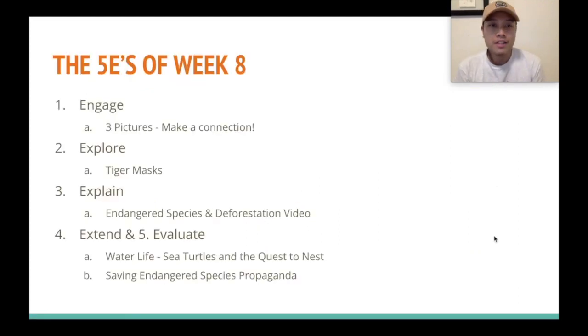So, the 5 E's of week 8. First one being the engage portion. This is where you're going to be looking at 3 pictures. You're going to be looking at them individually, but then all together, you want to try and make a connection between those 3. Next, you're going to explore by having a fun activity using tiger masks and decorating those masks. We'll talk more about that once we get along with the video.